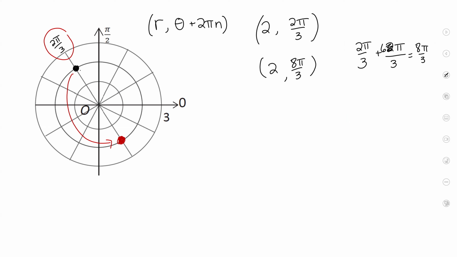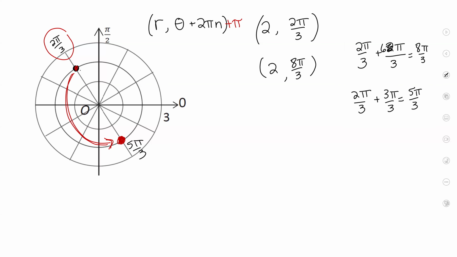How do I go from here to here? I add pi. Okay, so this is a straight line. I'm going to add pi. So basically, all I need to do is add pi, and let's see what I get. So I have 2 pi over 3. I'm going to add pi, so that's 3 pi over 3. I get 5 pi over 3. So this angle right here is 5 pi over 3, but I'm not in the same spot.